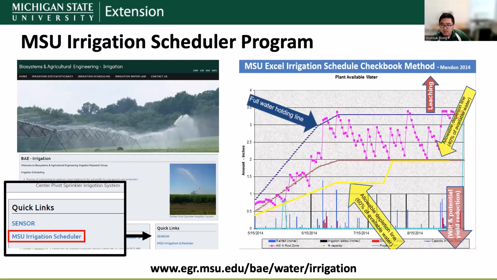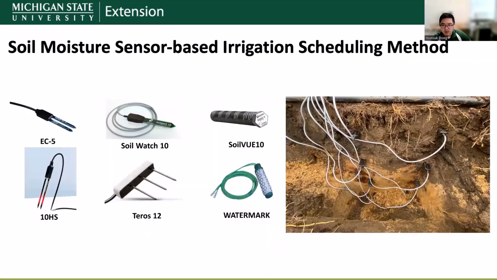The program also tells you the status of the moisture level in your field. So make sure you keep the moisture level between the wilting line and the full water holding line, so that we can minimize water stress to the plant and make sure we don't over irrigate.